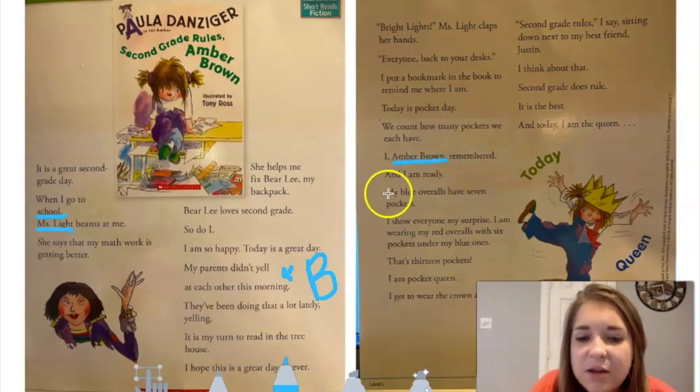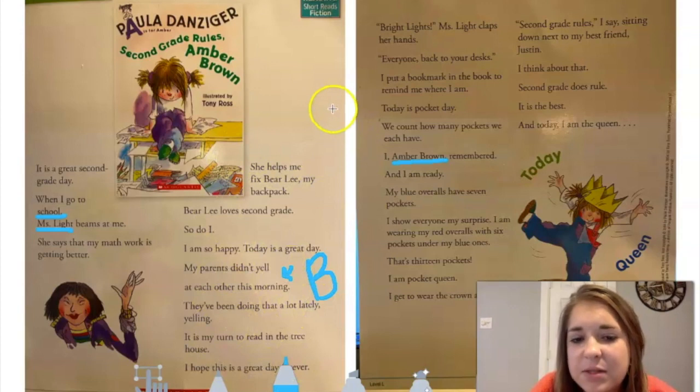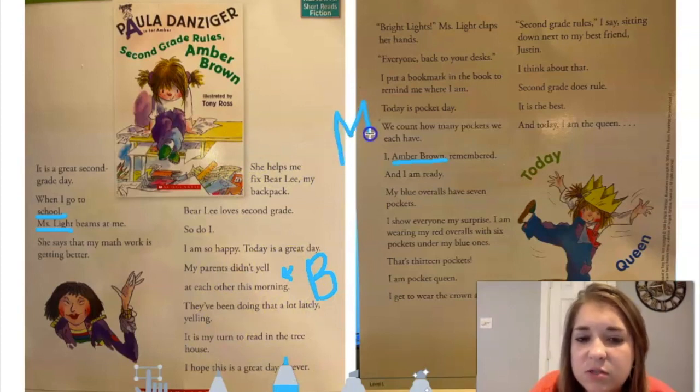And I am ready. My blue overalls have 7 pockets. I show everyone my surprise. I am wearing my red overalls with 6 pockets under my blue ones. That's 13 pockets. So after her morning, the next thing that happens is she shows everyone her overalls for pocket day. So I'm going to label this part of the story with an M for middle.